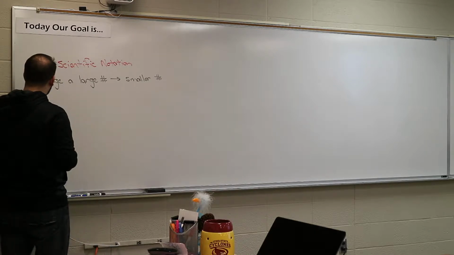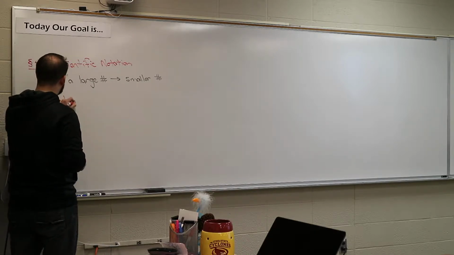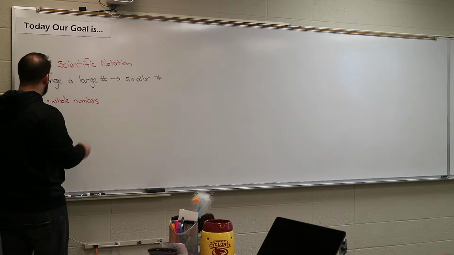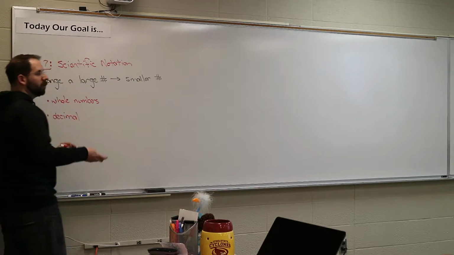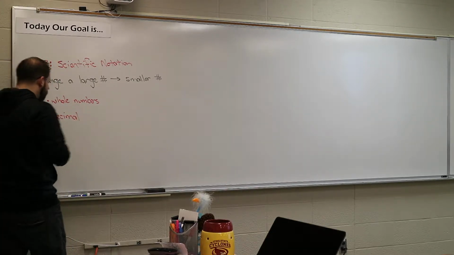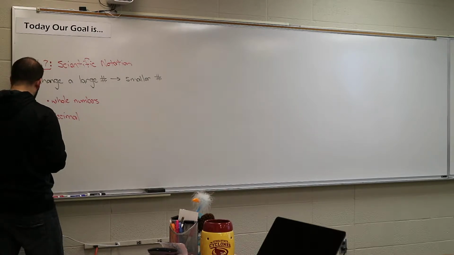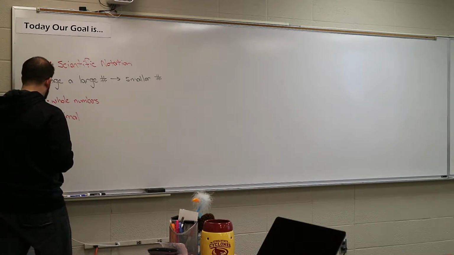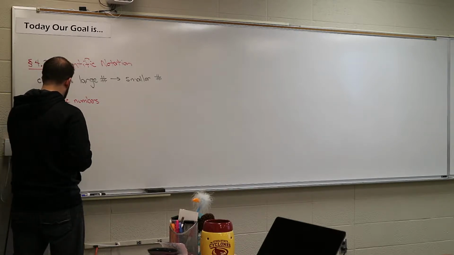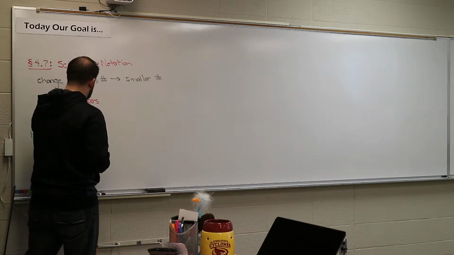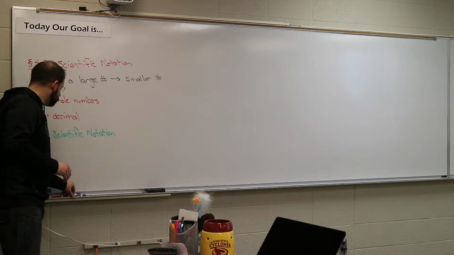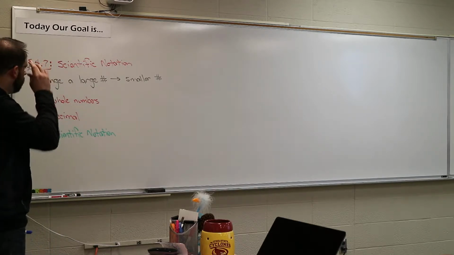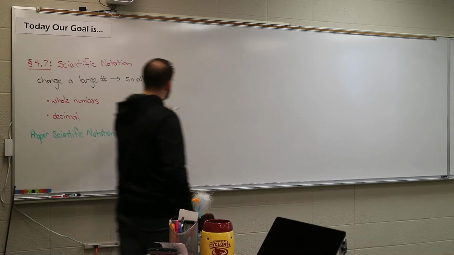So we're going to look at whole numbers, very large numbers. And the next thing is, instead of whole numbers, we're going to be going to decimals. And that's our tie-in. How can you write a decimal smaller? Now, there is one process we're going to be doing here. It is called proper scientific notation. Okay, so proper scientific notation. Alright, ready to go? Okay, so let's start with the first one here.